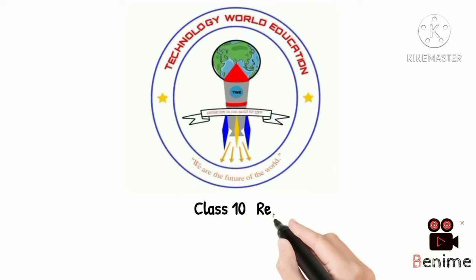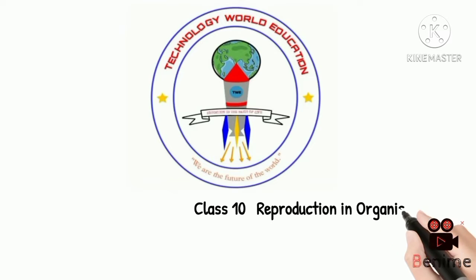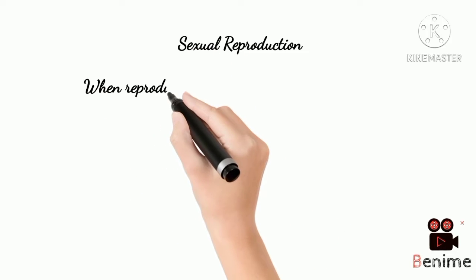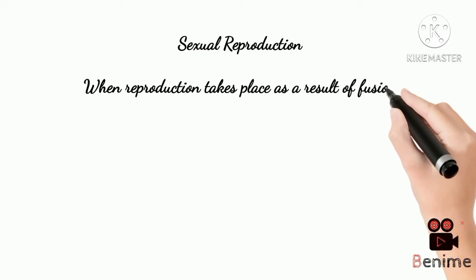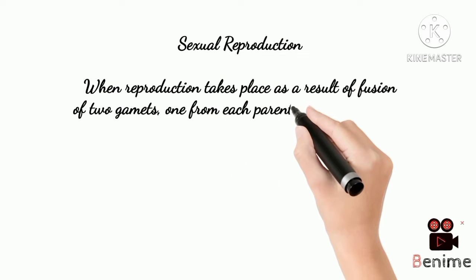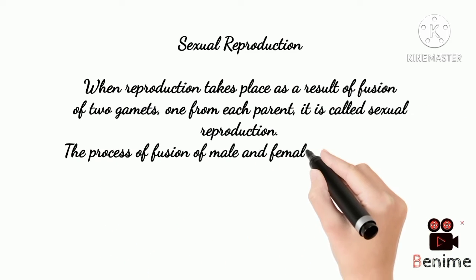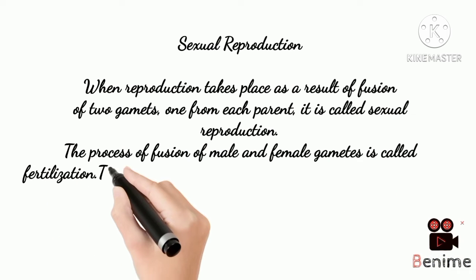Today we are moving straight forward to start the topic sexual reproduction of the chapter Reproduction in Organisms. Sexual reproduction: when reproduction takes place as a result of fusion of two gametes, one from each parent, it is called sexual reproduction. The process of fusion of male and female gametes is called fertilization.